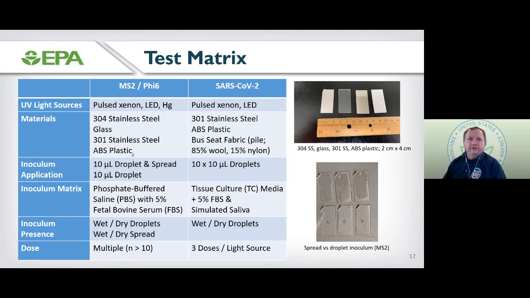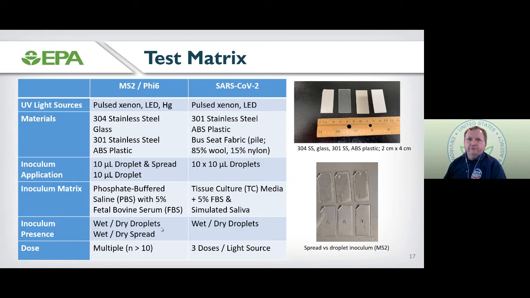We also looked at the type of inoculum we were applying, whether we had multiple droplets applied or a single droplet. There's also a difference in the matrix that we were testing in for the MS2 and 5/6. We focused on one standard approach, a PBS solution. Whereas for the SARS-CoV-2, we actually looked at the tissue culture media as well as the simulated saliva based on the ASTM method.